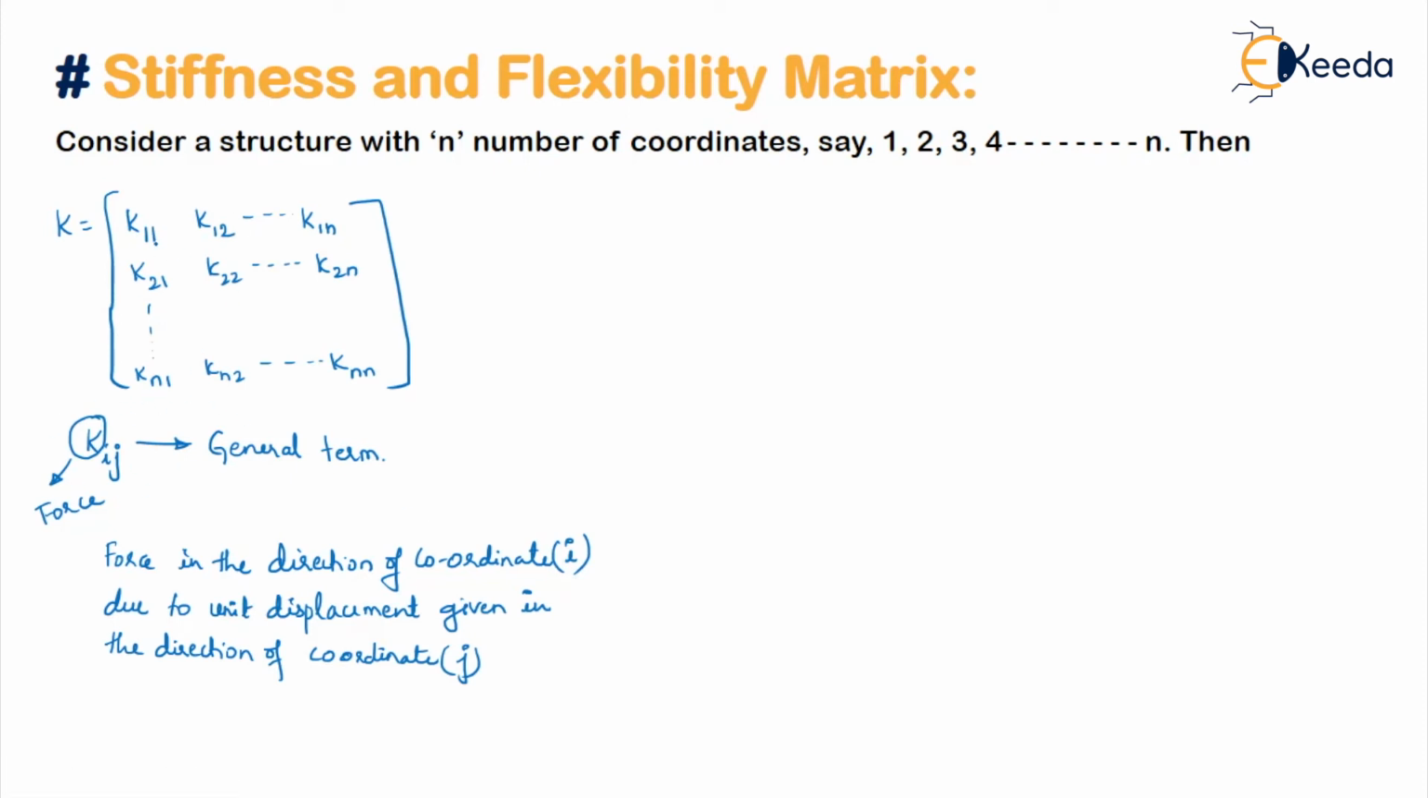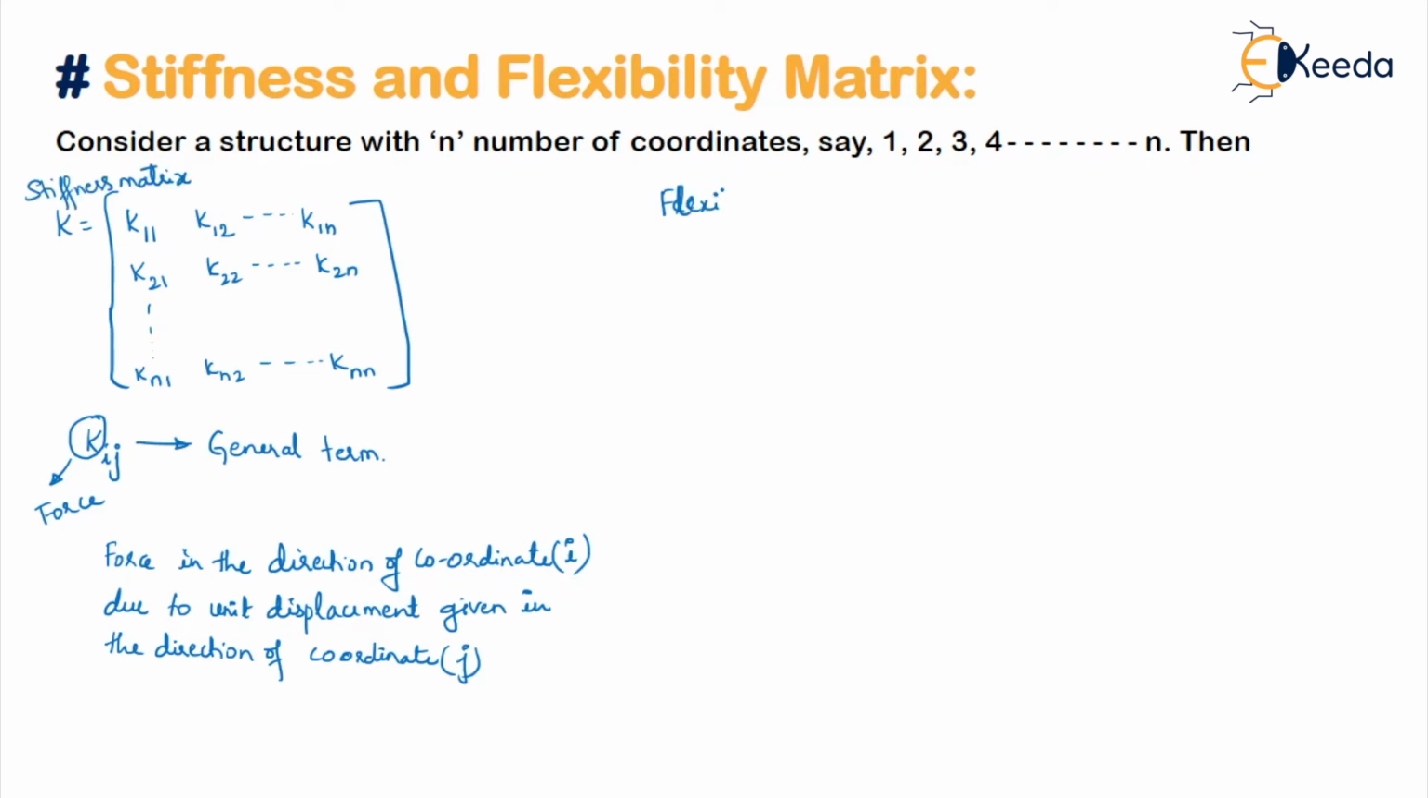If you give unit displacement at coordinate 1, what is the force at coordinate 1? Similarly, if you give a unit displacement at coordinate 2, what is the force at coordinate 1? So on. So this is how your matrix is formed. So in this case, what is I? I is the coordinate along which the force is measured, and J is the coordinate along which you give the unit displacement. Okay. So this is about your stiffness matrix.